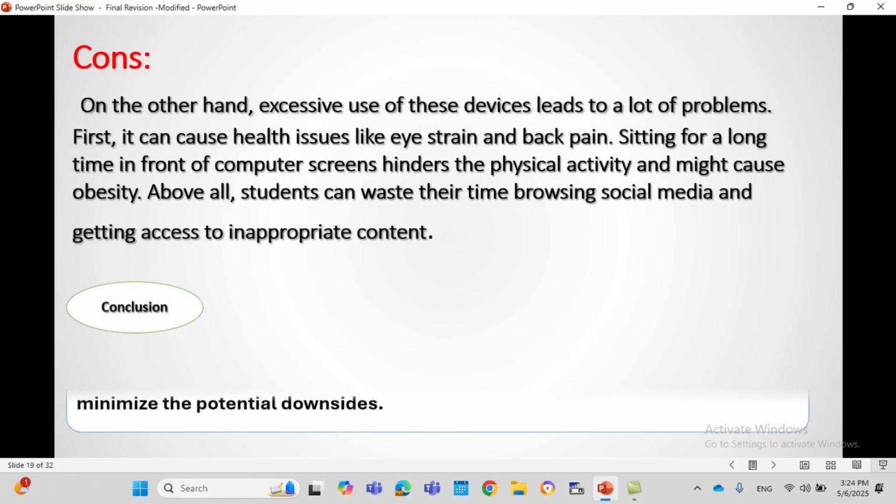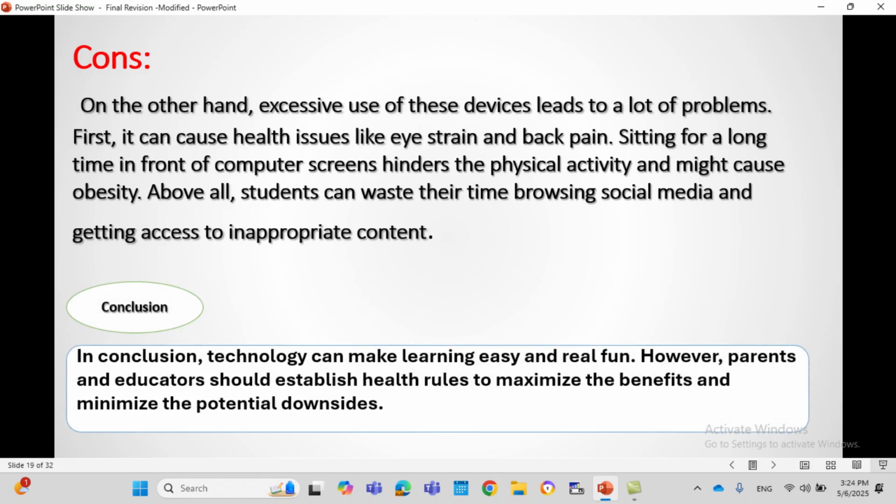Then we come to the conclusion. In conclusion, technology can make learning easy and real fun. However, parents and educators should establish health rules to maximize the benefits and minimize the potential downsides.